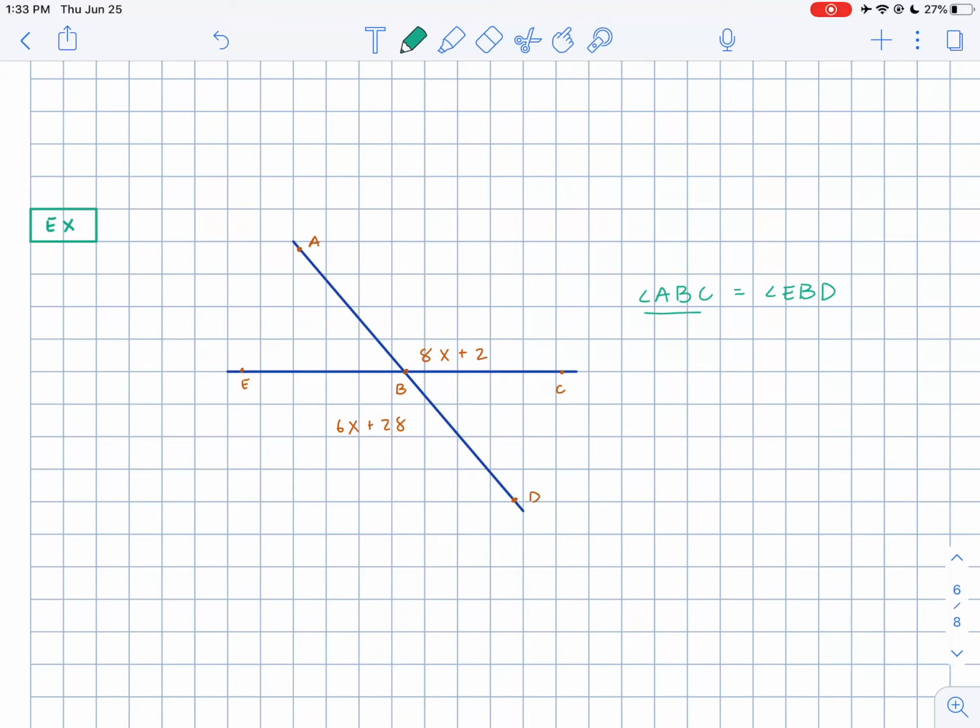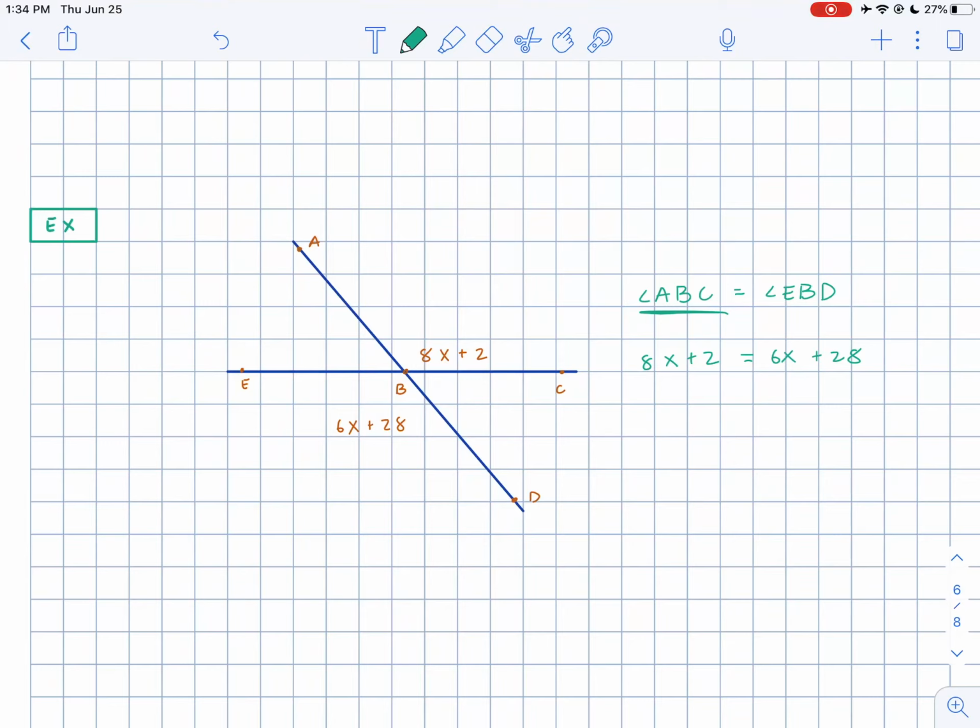That they're equal to each other. So how do we represent ABC? Well, they told us it's 8x plus 2. What about angle EBD? You can represent it by 6x plus 28. Now what do we do from here?